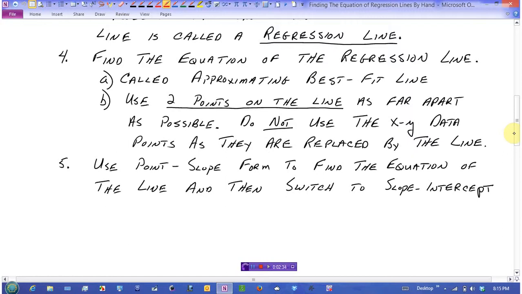So when it says approximate, that doesn't mean you just draw the line. That means you also have to come up with the equation of the line. And like I said before, we're going to use point-slope form to actually write the equation, and then at the end we'll move it into slope-intercept form.